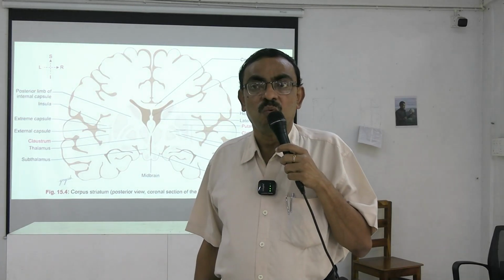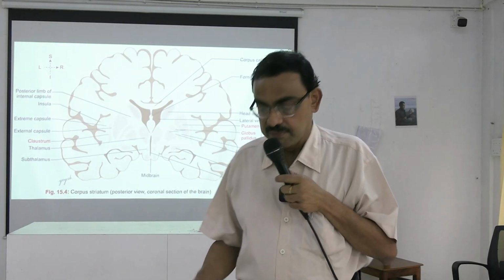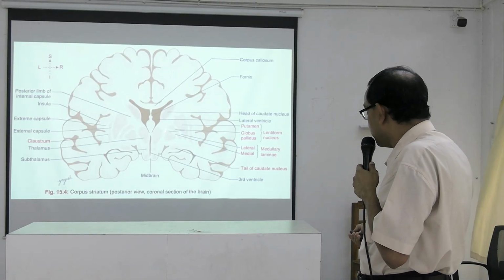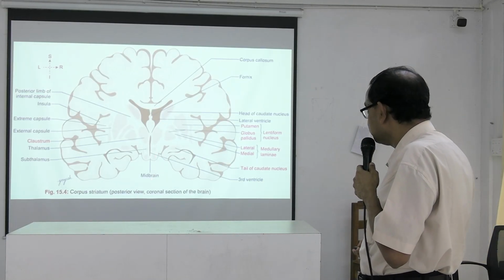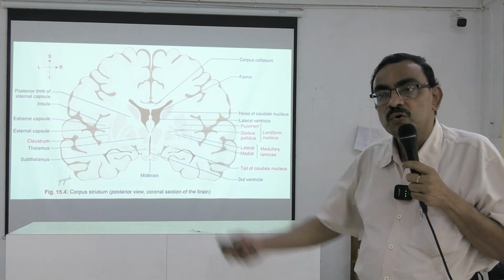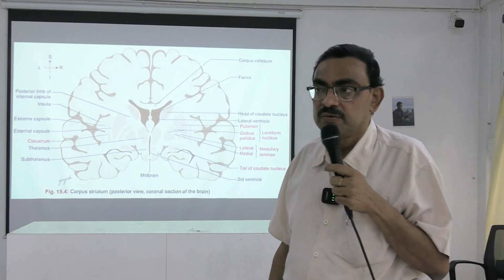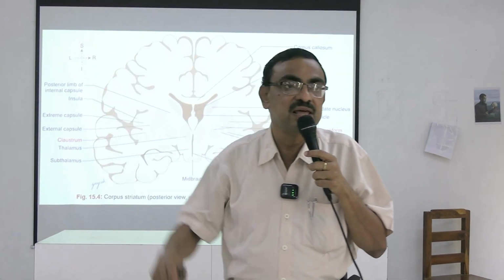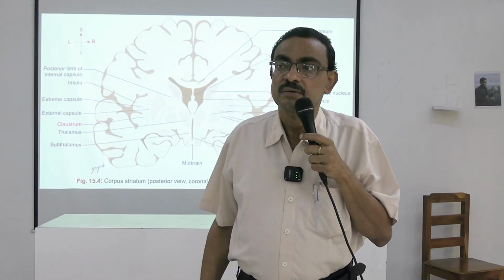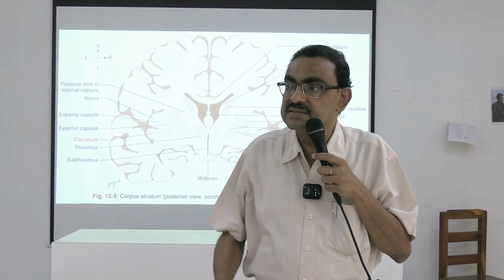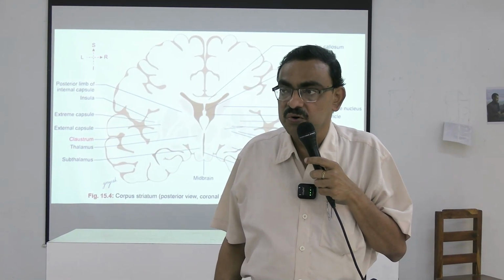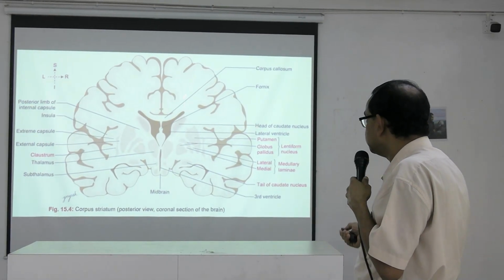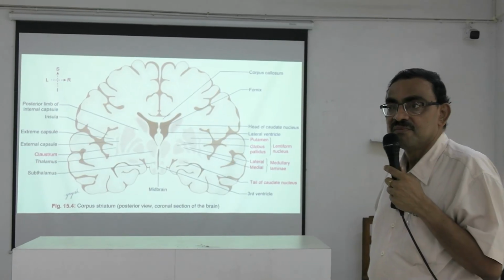So why is it needed? Because from the cerebral cortex, corticospinal fibers are coming down, motor fibers from area 4 of Brodmann's area. We know there is a motor area present in the precentral gyrus. From there, the corticospinal fibers are coming down.